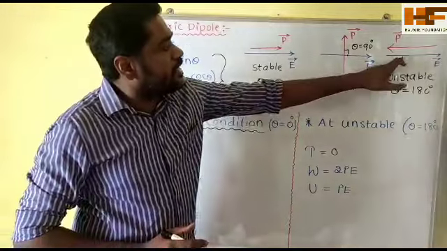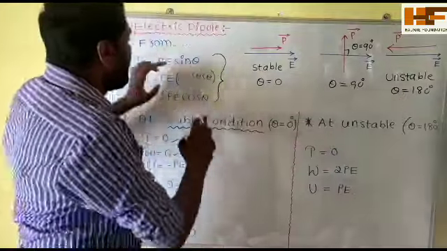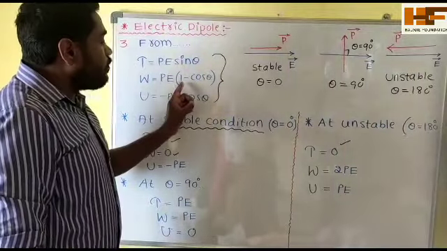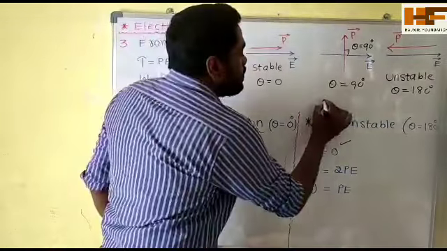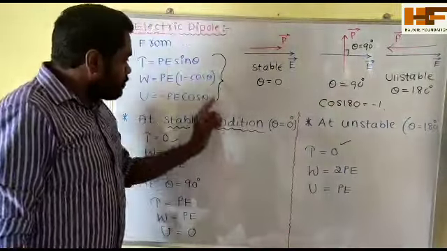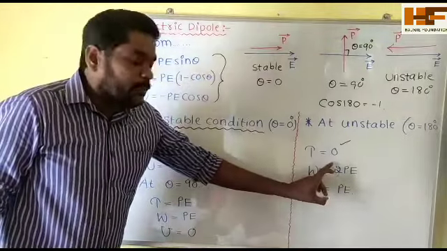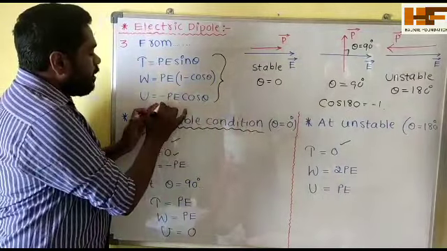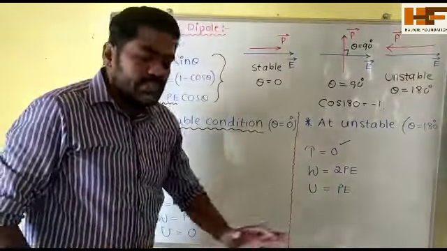And come to the last stage, that is the unstable one, which means theta is equal to 180. When you substitute theta is equal to 180, sin 180 is 0, therefore torque is equal to 0. But work is Pe into (1 minus cos theta). Cos 180 is equal to minus 1. If you substitute minus 1 here, minus into minus is plus, this becomes 2, so 2 into Pe, 2Pe. And U: cos 180 is minus 1, and already here we have minus Pe into minus 1. Minus into minus becomes plus. Therefore U is equal to Pe.